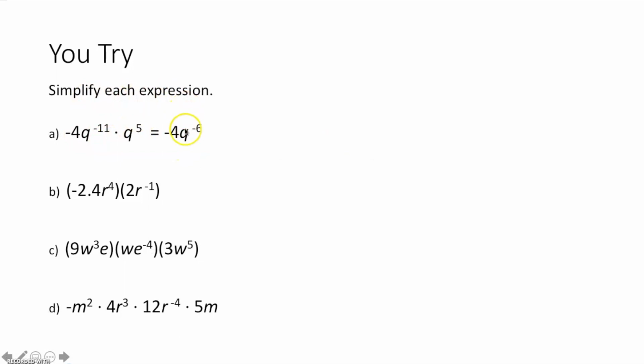Now again, since we're simplifying this expression, we can't leave it with a negative exponent. So we take this guy, move it to the denominator where it becomes a positive exponent.